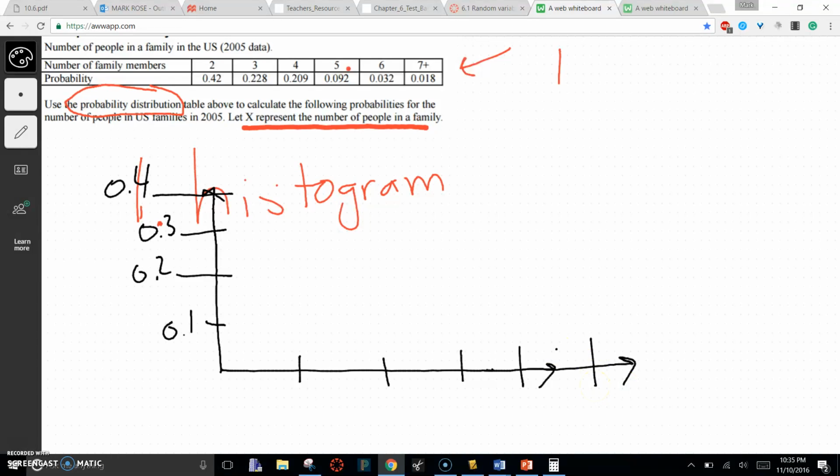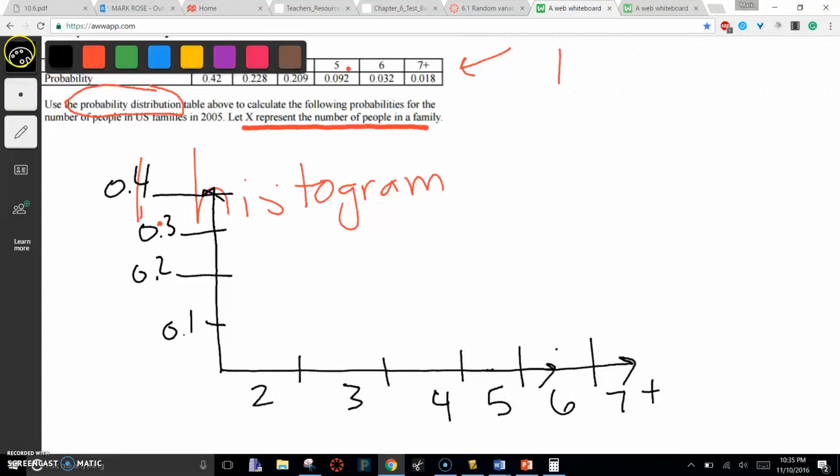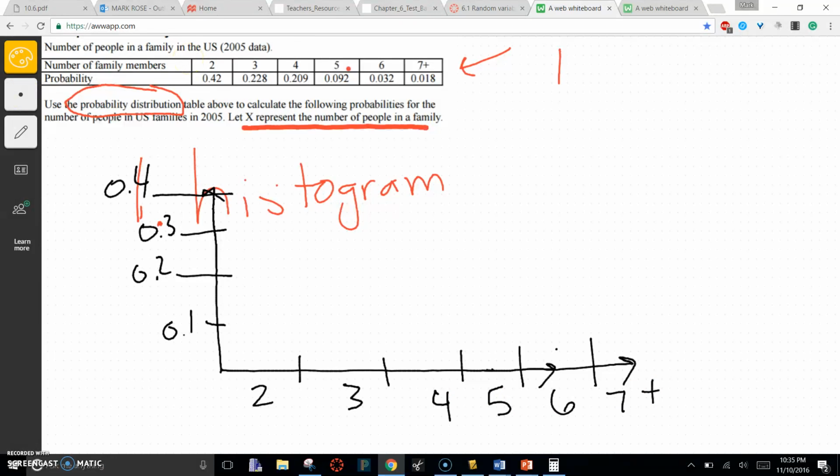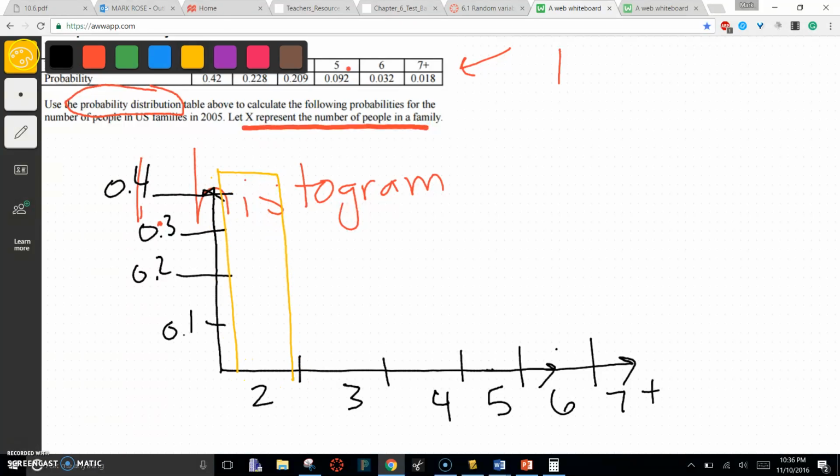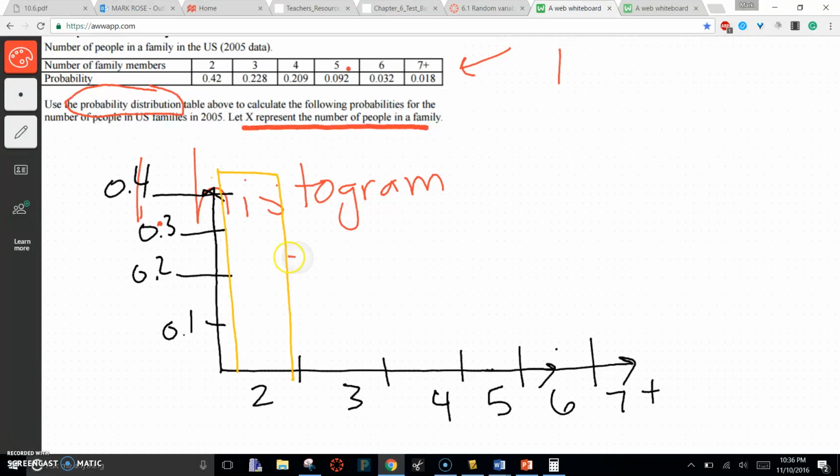So I go out, and let's call this 2, 3, 4, 5, 6, and that would be 7 plus. Okay, and let's make these different colors. So 2 is going to go up to a little bit over 4.2, and this would probably fill in all the space. This one goes to here. This one goes a little bit above 2. 5 doesn't quite go up to 1. This gets even smaller, and this gets smaller.